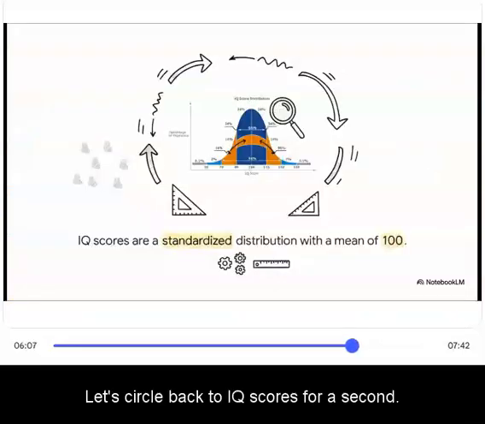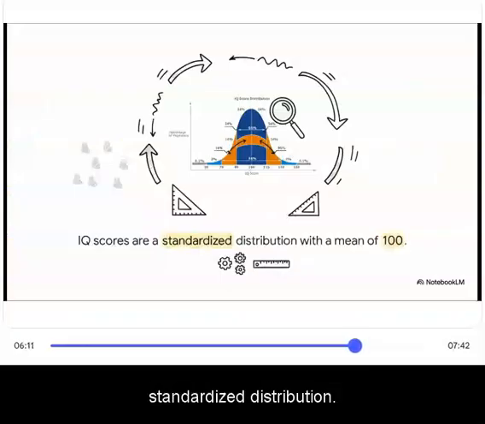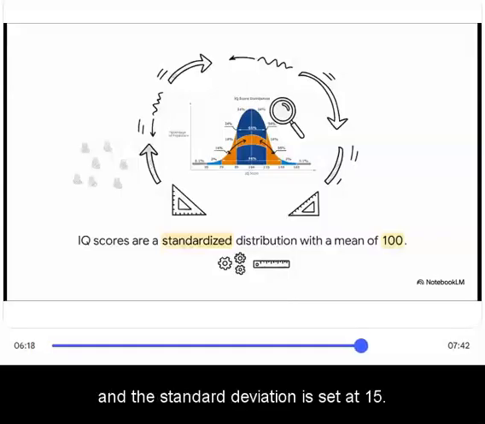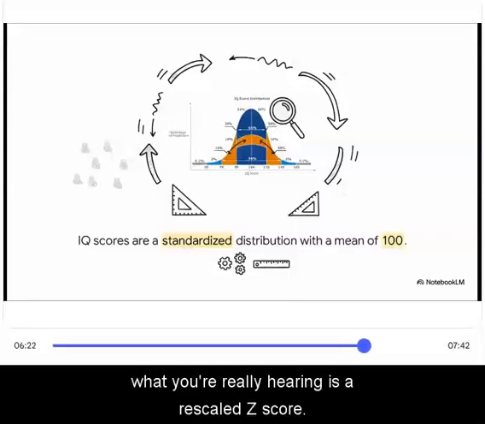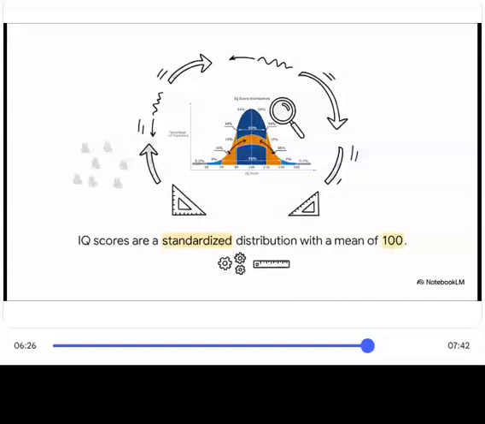Let's circle back to IQ scores for a second. That entire system is built from the ground up on a standardized distribution. The mean is purposefully set at 100 and the standard deviation is set at 15. So when you hear someone's IQ score, what you're really hearing is a rescaled z-score that tells you precisely where they fall on that famous bell curve.